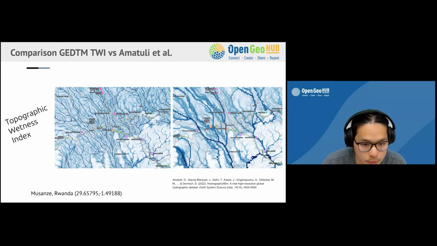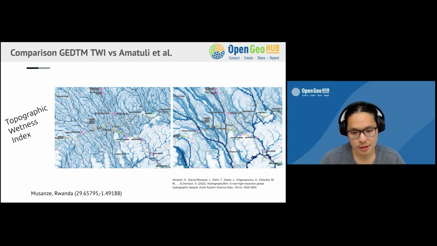We also compare our data with state-of-the-art hydrologic data. It's the data set produced by Giuseppe in 2022. They mapped the hydrology at 90 meters. The paper is the new high resolution global hydrological data set, which uses MERIT to derive it. But we push the boundary a little by using more advanced computation infrastructure to create higher resolution and also more efficient computing. Okay.